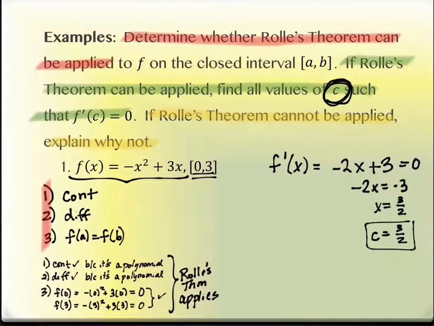3/2 is in the interval, so 3/2 is the answer to the question. So C is equal to 3/2. You wouldn't say C is equal to 3/2 and 5/2. Does that make sense? 5/2 is in my interval too.